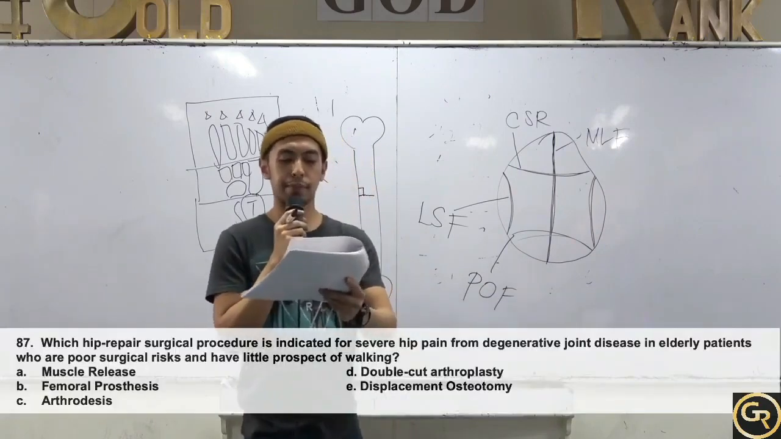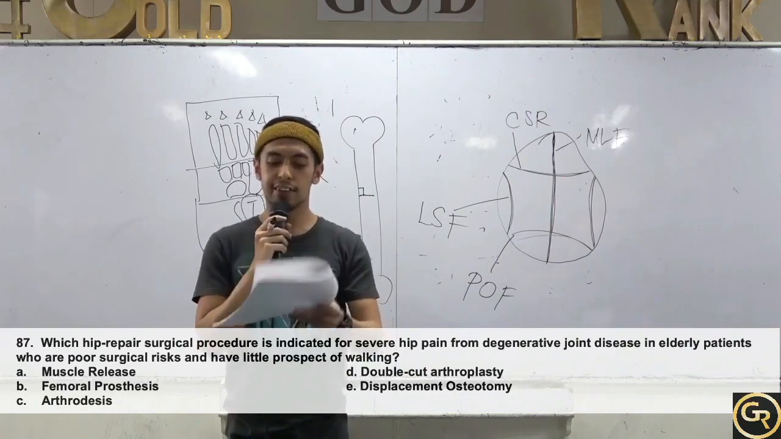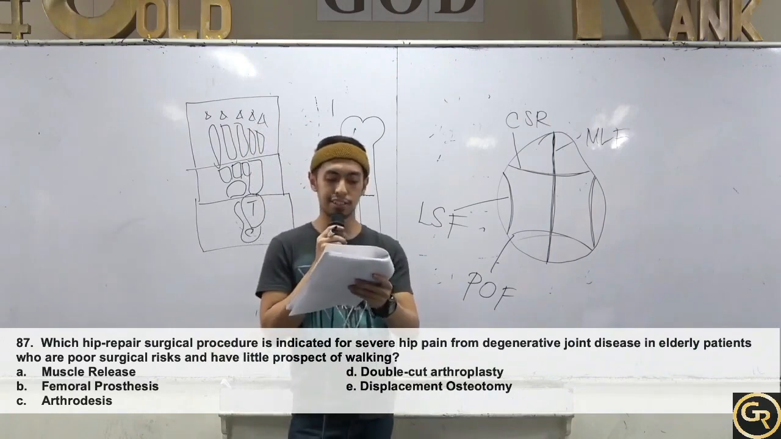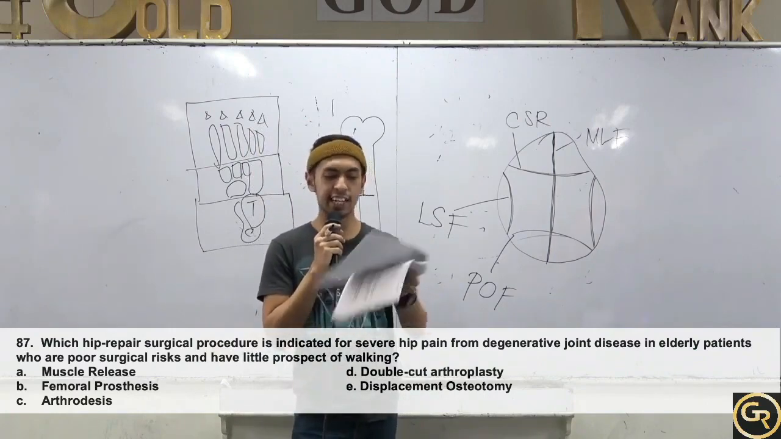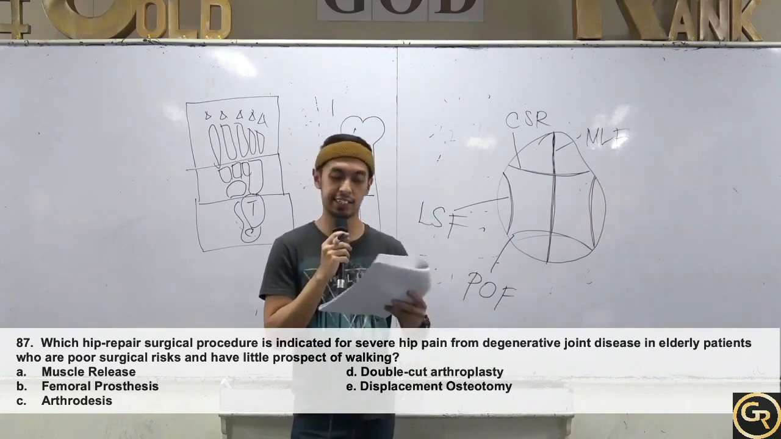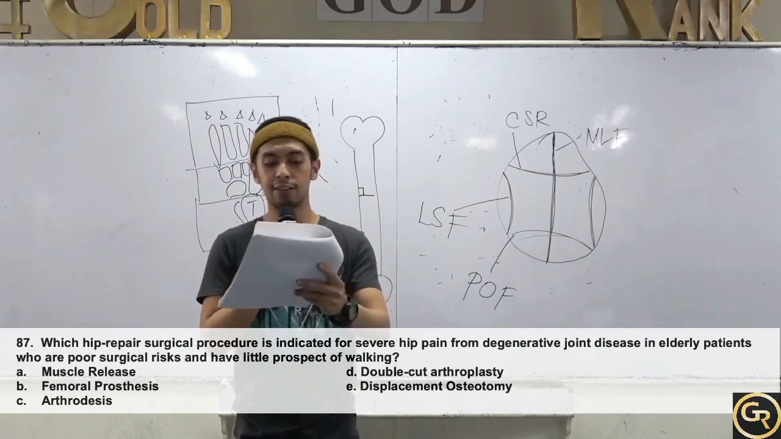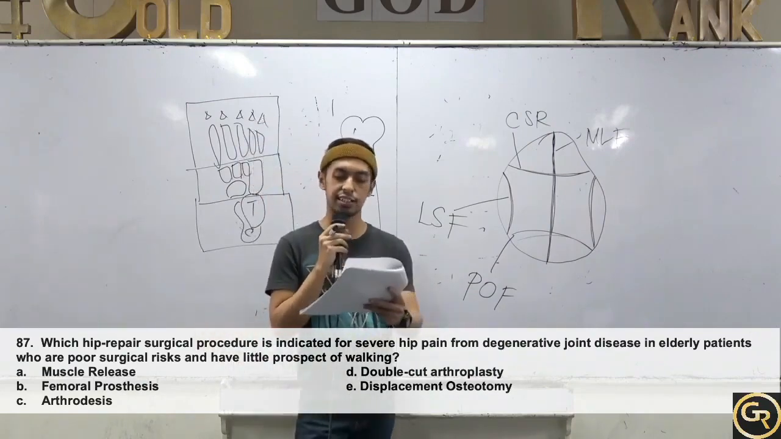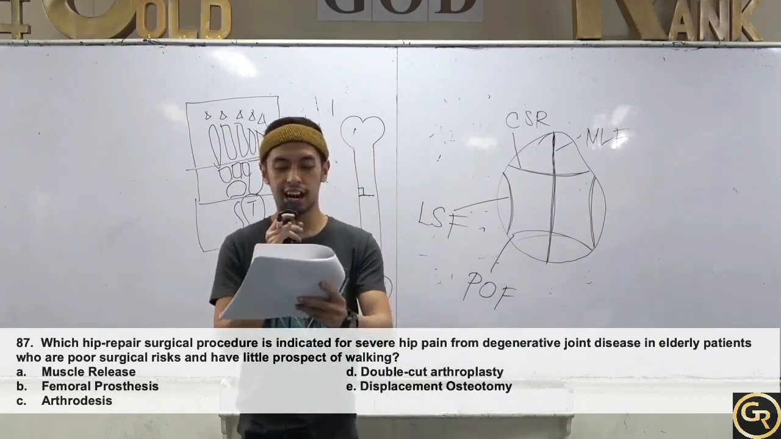87. Which hip repair surgical procedure is indicated for severe hip pain from degenerative joint disease in elderly patients who are poor surgical risks and have little prospect of walking? Okay? So for elderly patients who are poor surgical risks and have little prospect of walking, the recommended surgical procedure would be your arthrodesis, letter cat.